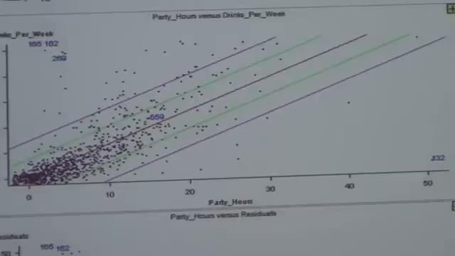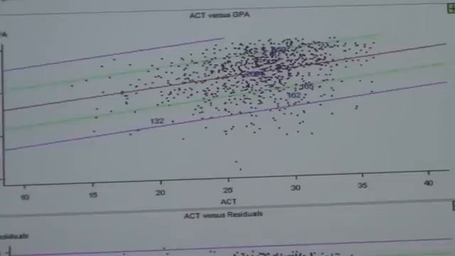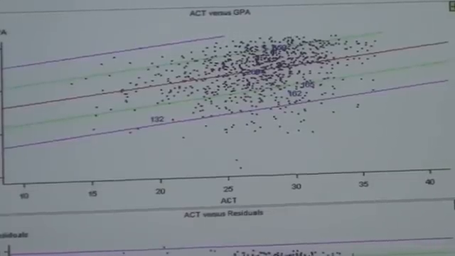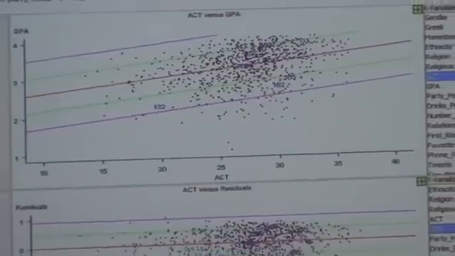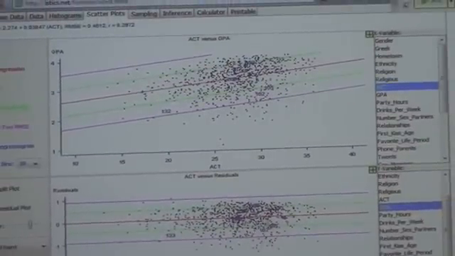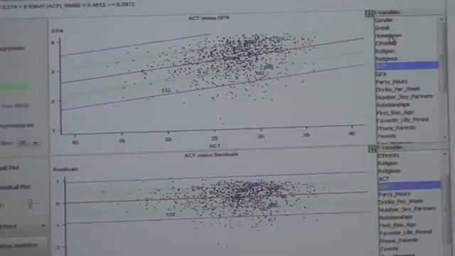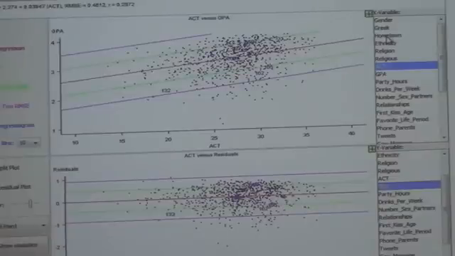And that's true for most data sets. Like you can look for, let's look at ACT predicting GPA. There, it's pretty much the same thing. There's some people outside, but about 95% are within those. Okay? So let's go back to the overhead.